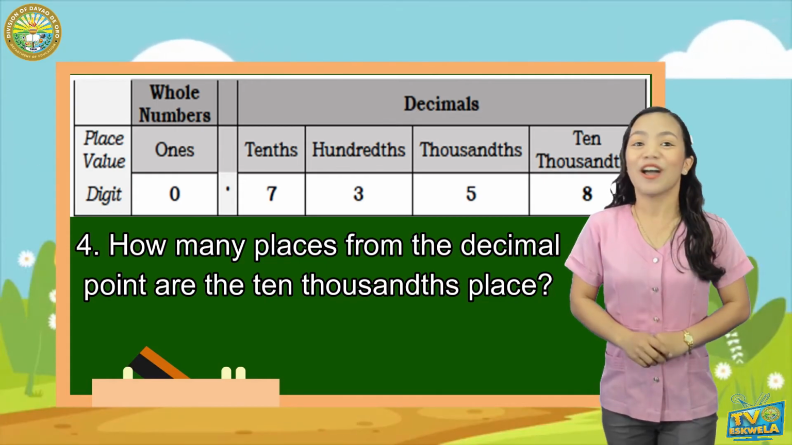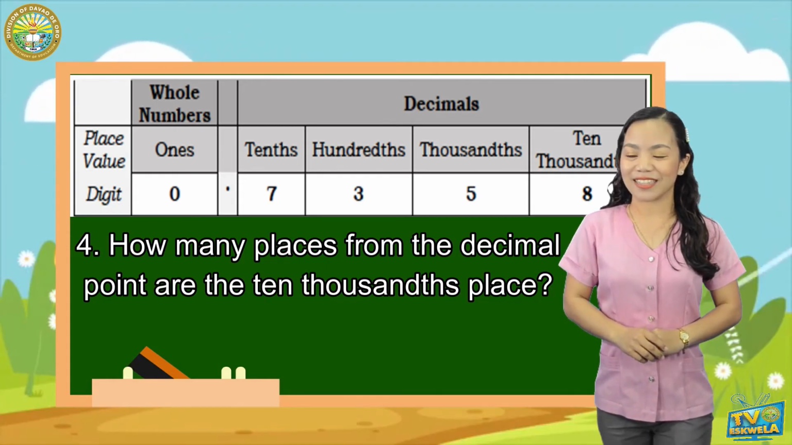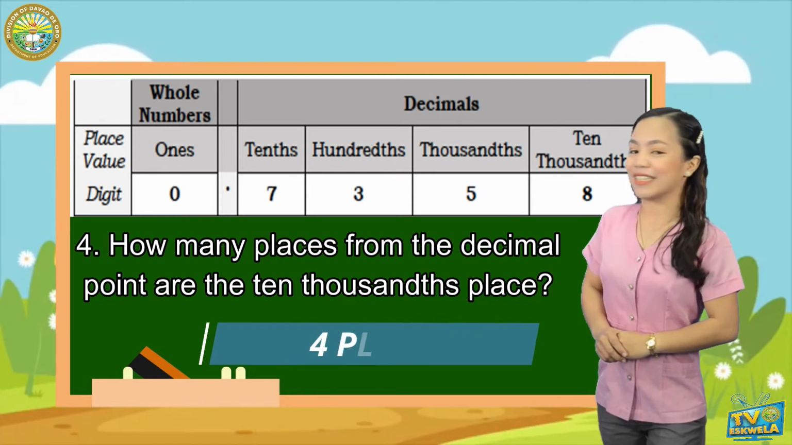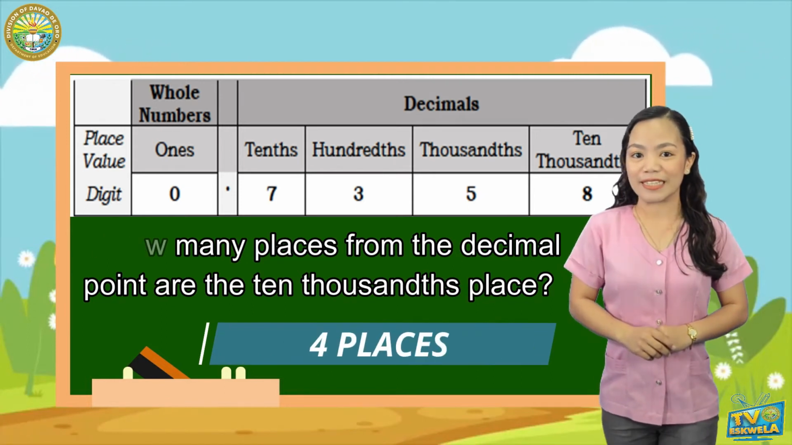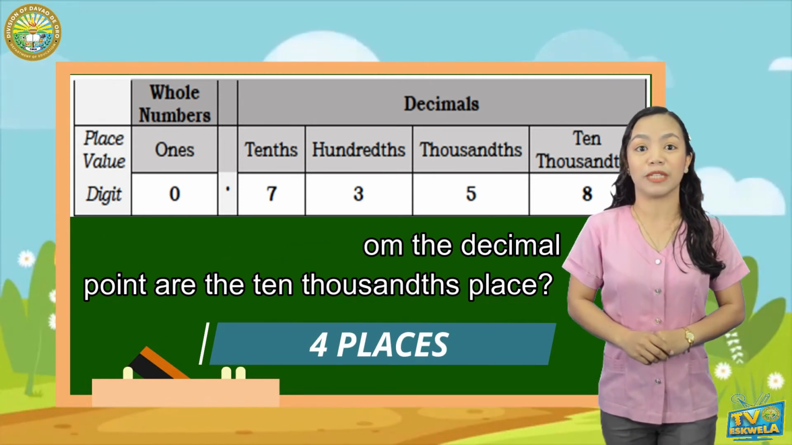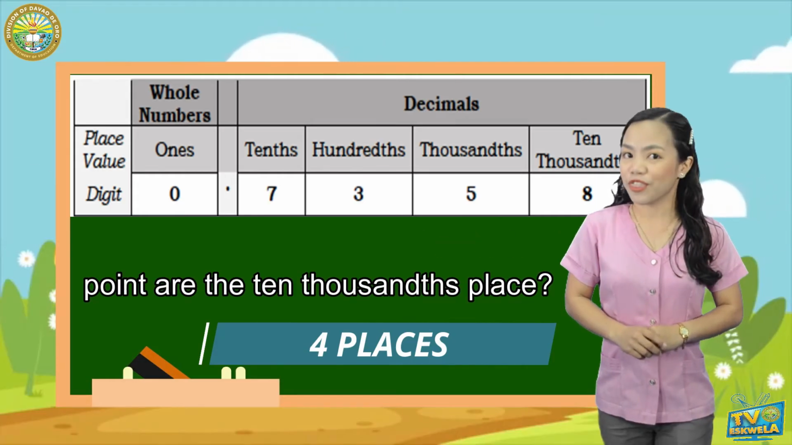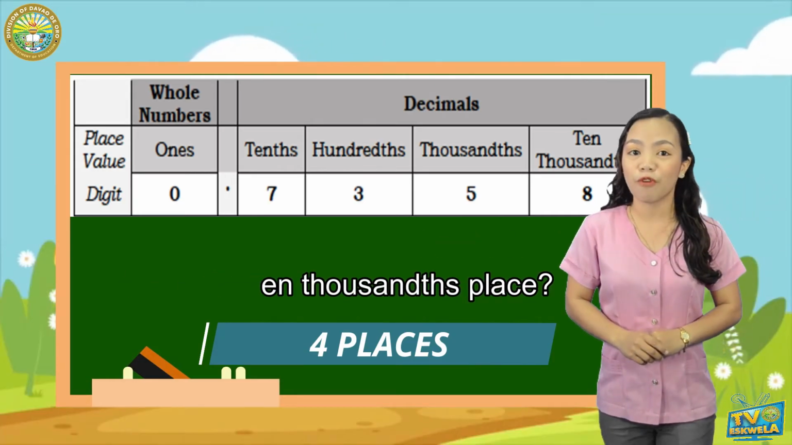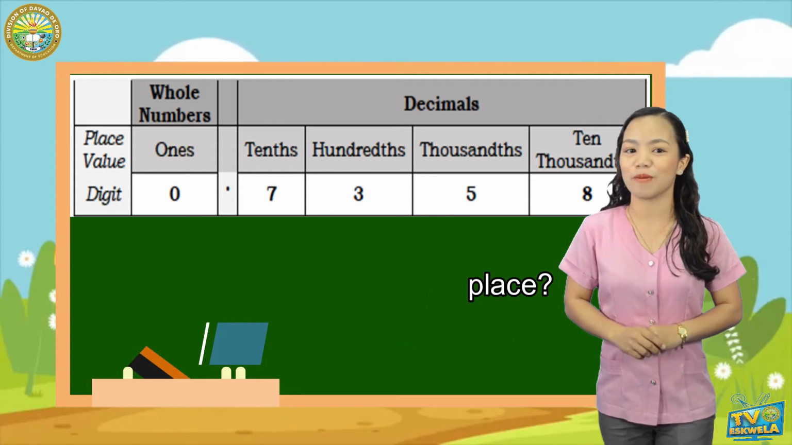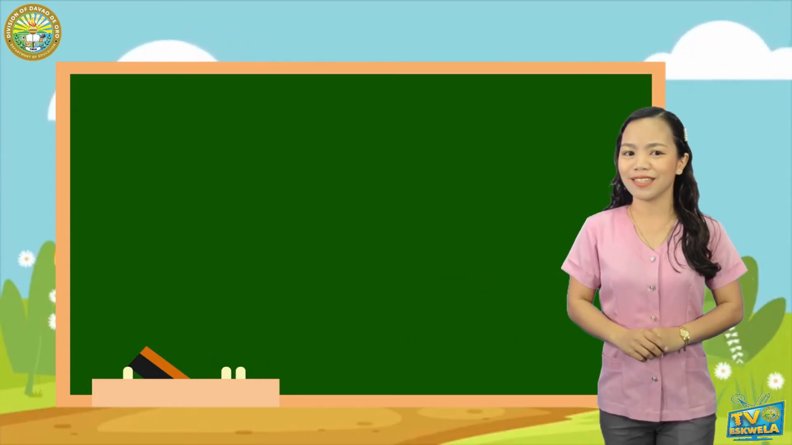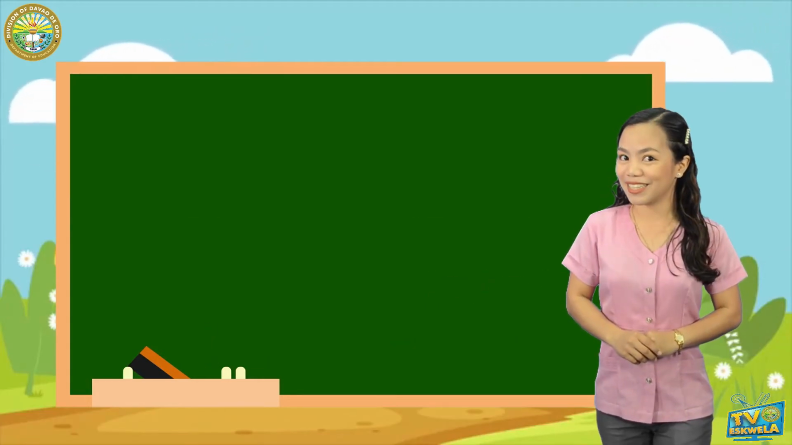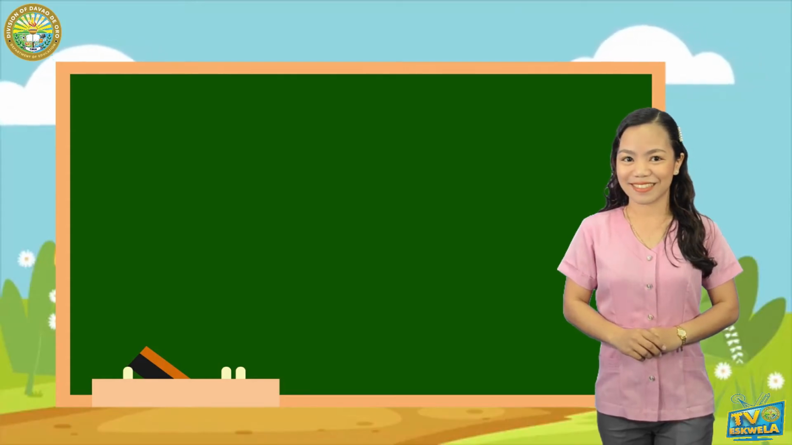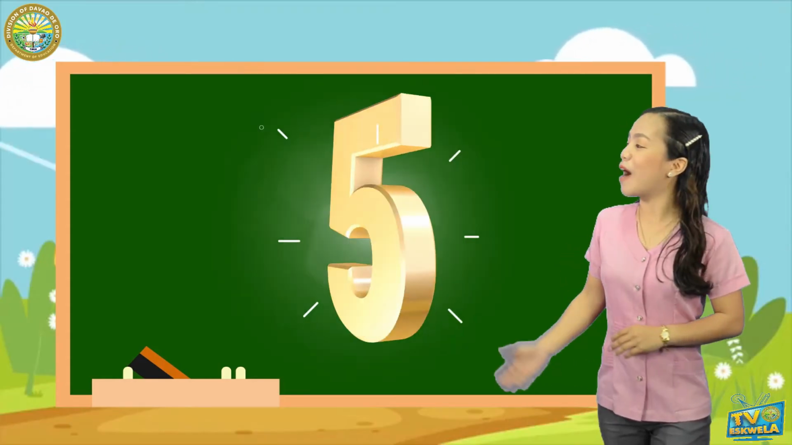Of course, you are certainly right. 4 places. Since thousands is 3 places from the decimal point, 10,000s is 4 places from the decimal point. That is easy to remember, right? Number 5.